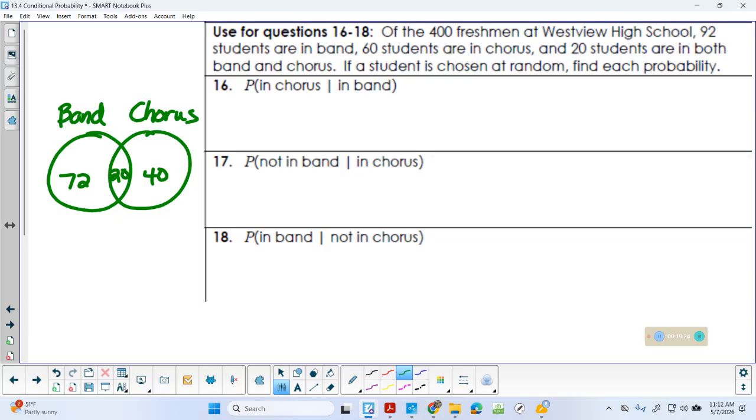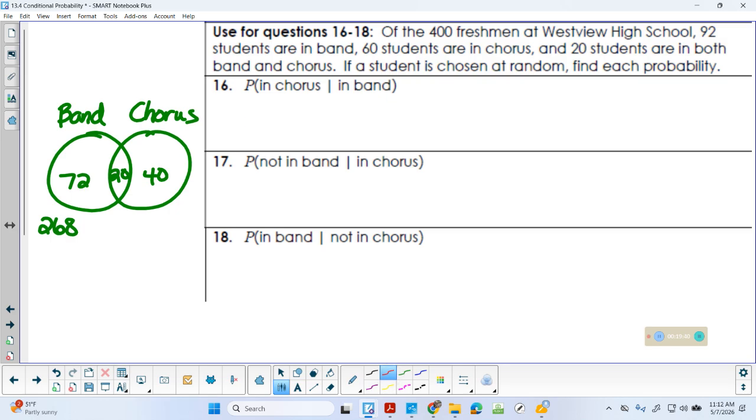Now, obviously, there's some kids that haven't taken either band or chorus. They're not taking any of it. Because remember, there's 400 kids. This is not 400. So how many aren't taking anything? 268. Okay. All right. So here we go.